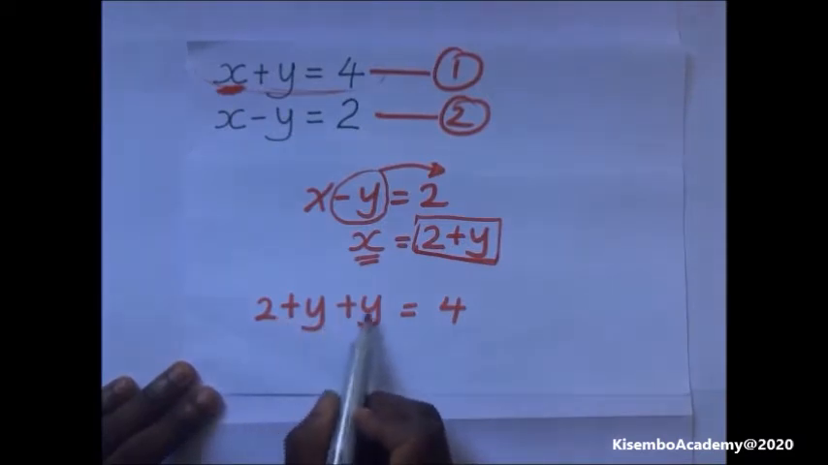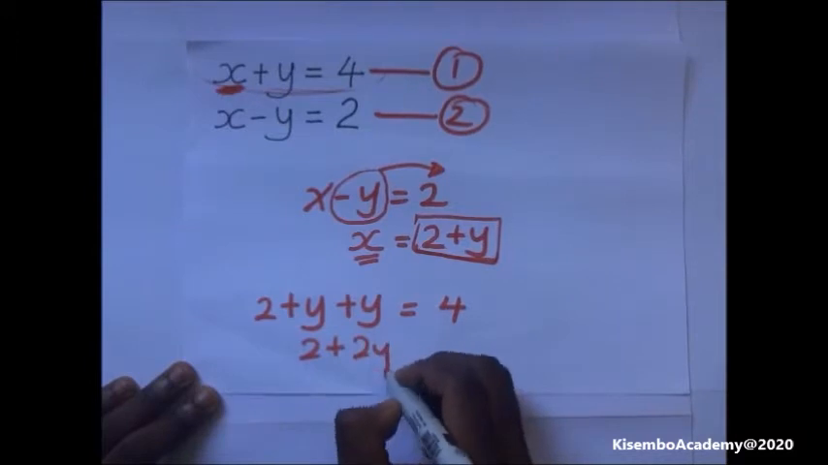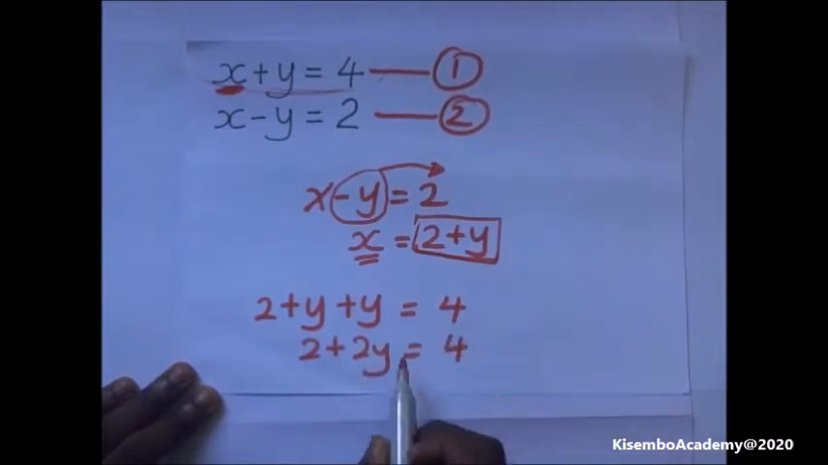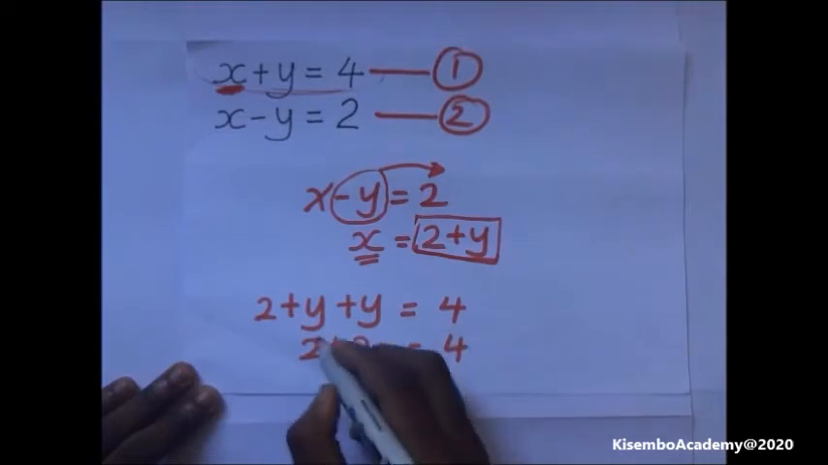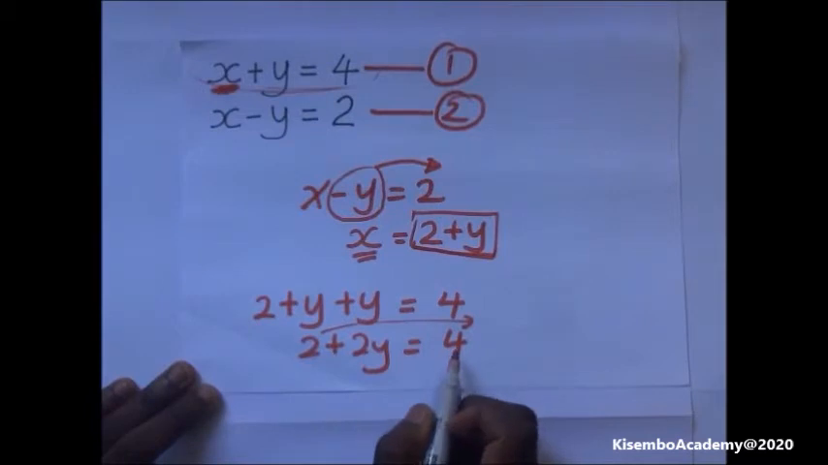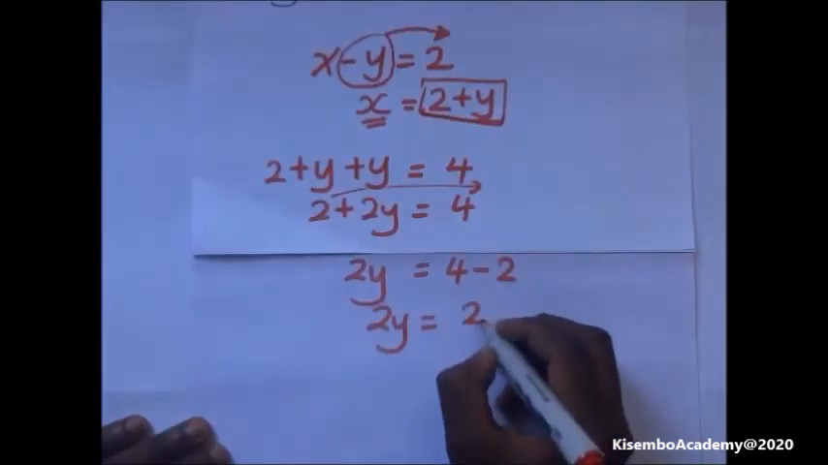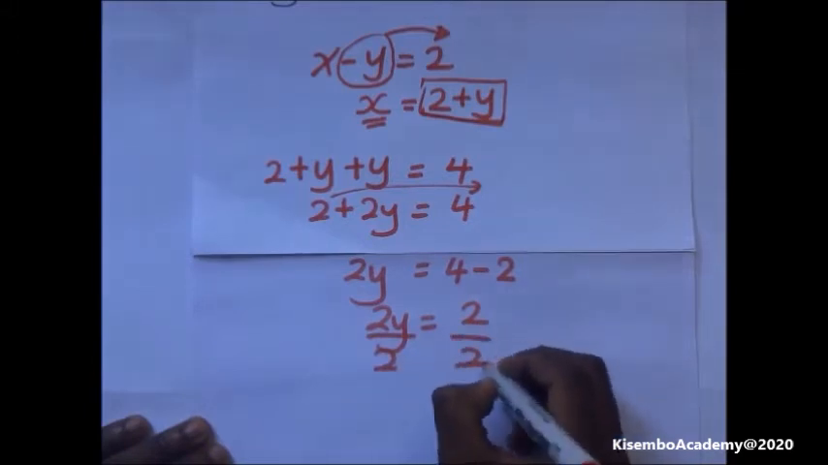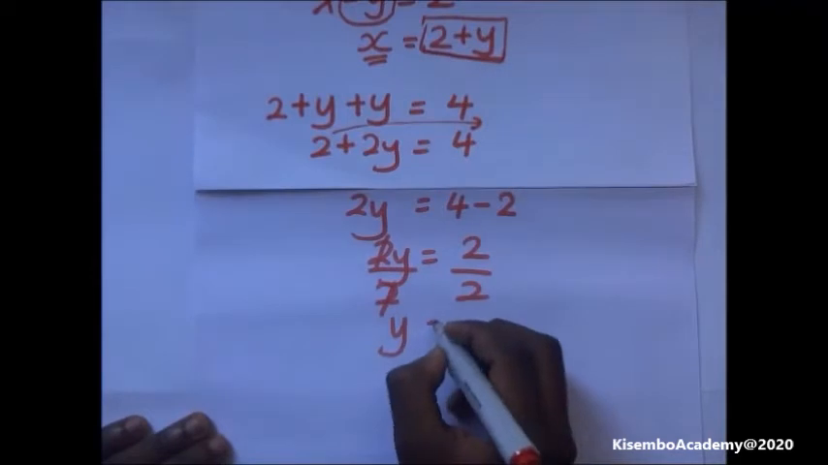So we go ahead and solve for the value of y. So this becomes 2 plus y plus y, which is 2y, is equal to 4. So we shall end up with 2y, this 2 goes that side, and it becomes 2y is equal to 4 minus 2. So 2y becomes 2. When we divide both sides by 2, we remain with our value of y as 1.